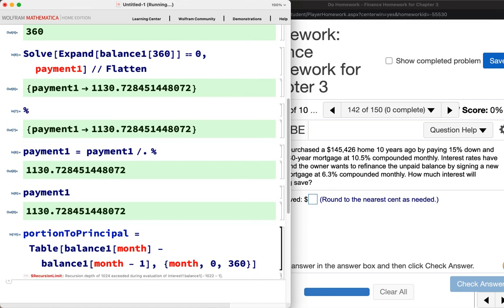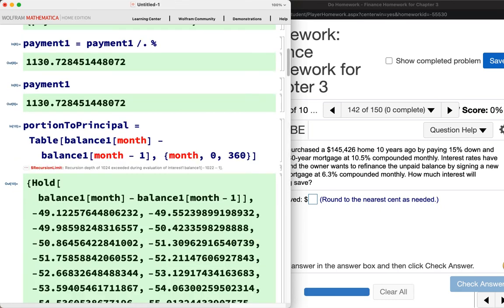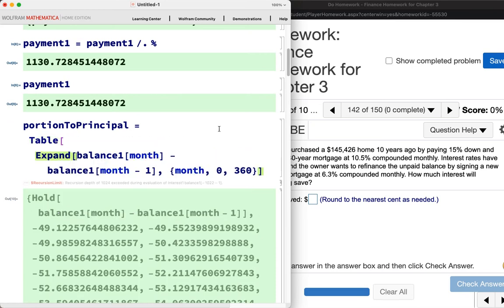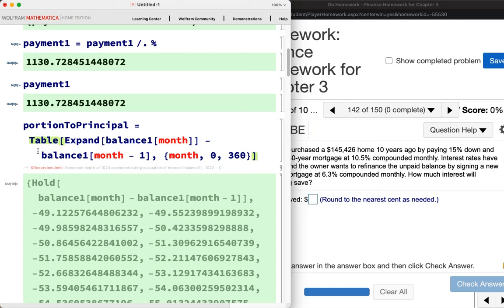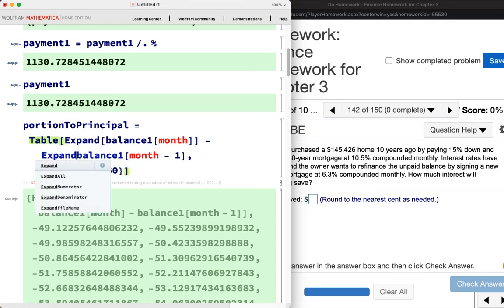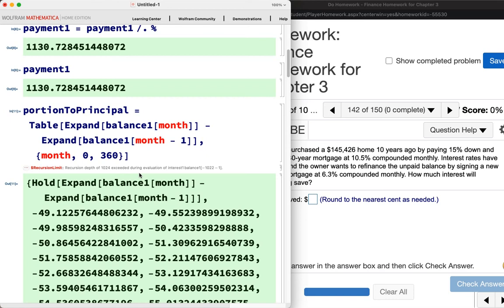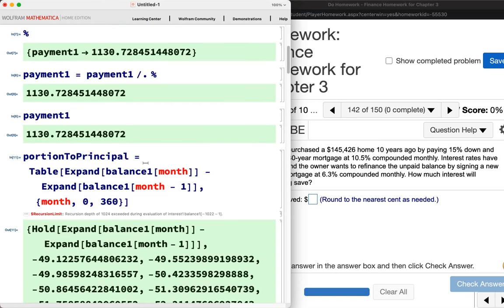And let's see what we got. Okay, why am I getting a recursion limit? Oh, I see. Okay, Mathematica is giving me a hard time here. Hold on. And I know why that's happening. Expand, expand, expand. And let me see if this makes a difference. Shift Enter. Okay, I'm still getting that. That's very strange.